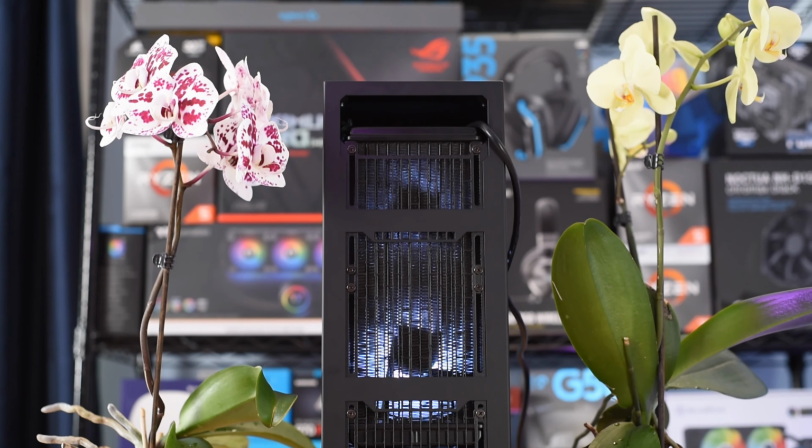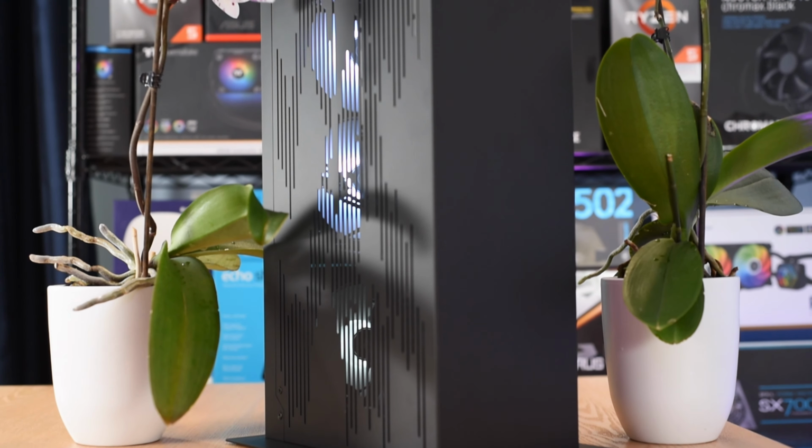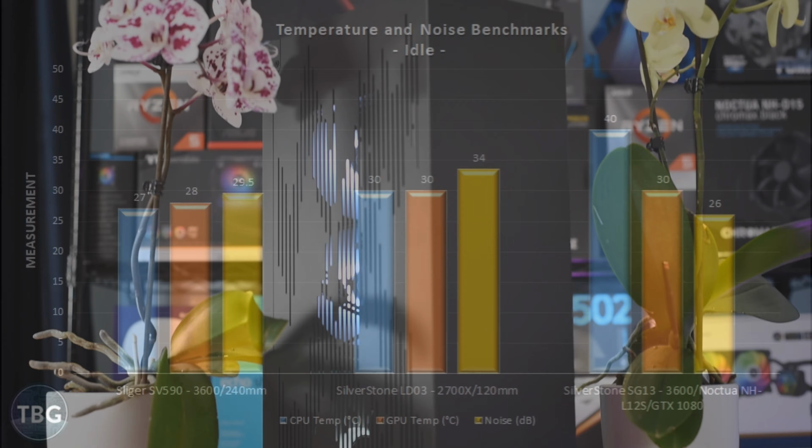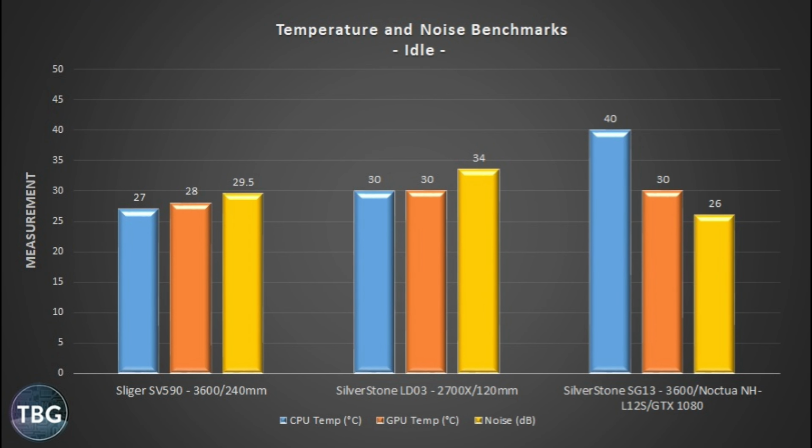But speaking of cool, let's see how cool this case really is by running some benchmarks. Now, at the outset, I should state that I don't have any direct comparisons. Yes, I have two other ITX chassis here in the charts, but the LD03 was using a 120mm cooler and a slightly older CPU, and the SG13 was air-cooled with a Noctua low-profile cooler and a GTX 1080 rather than the 1080 Ti hybrid that I used in the SV590. But what's really impressive here is just how cool and quiet this system is.